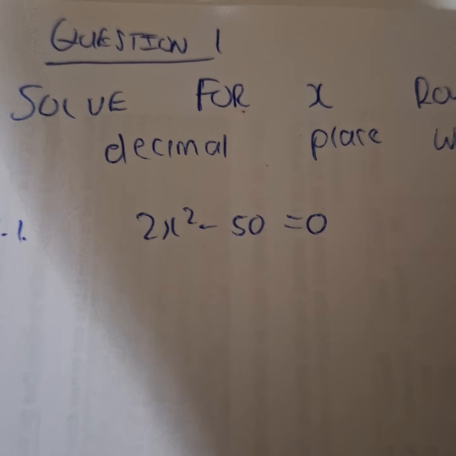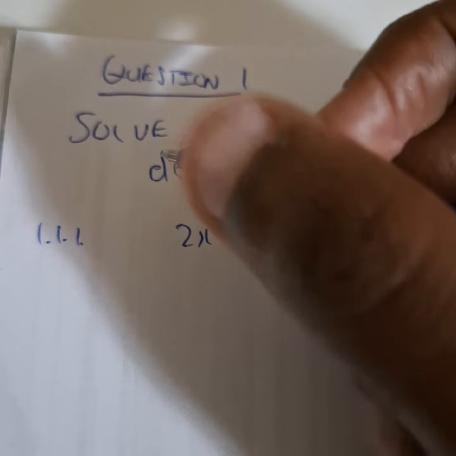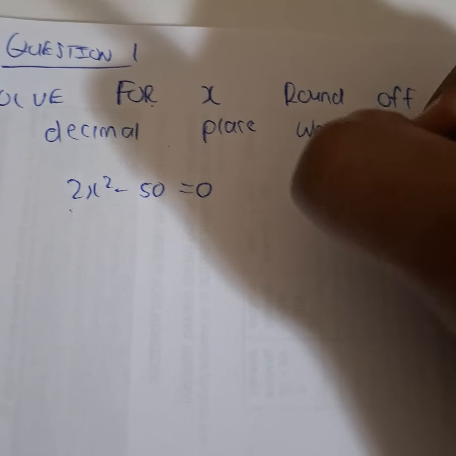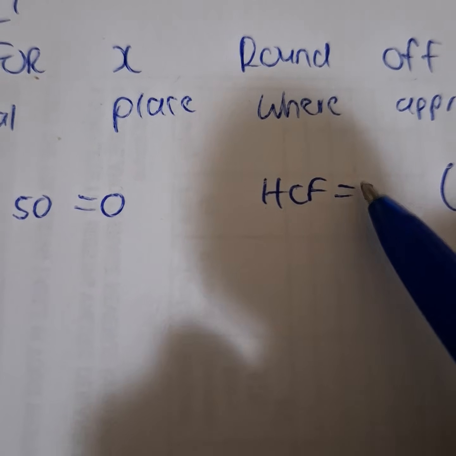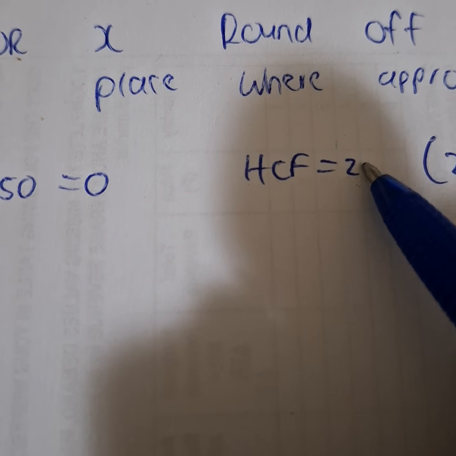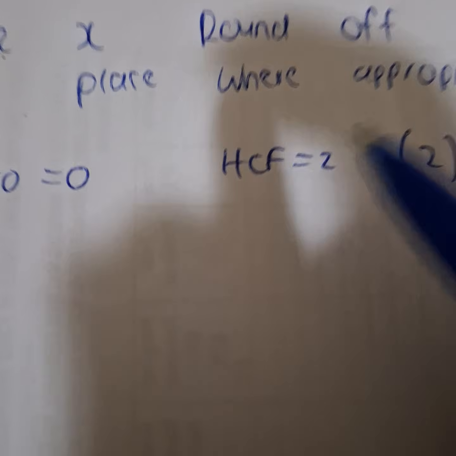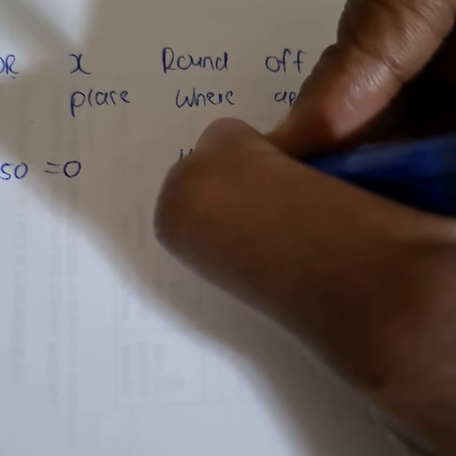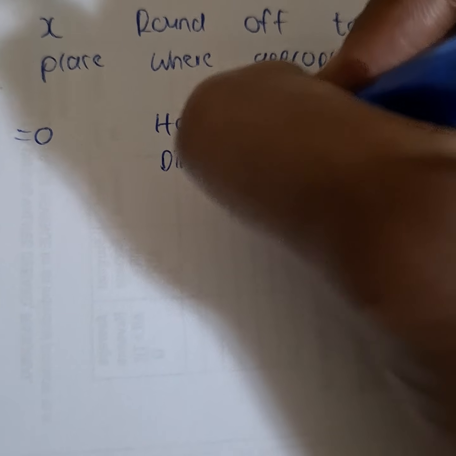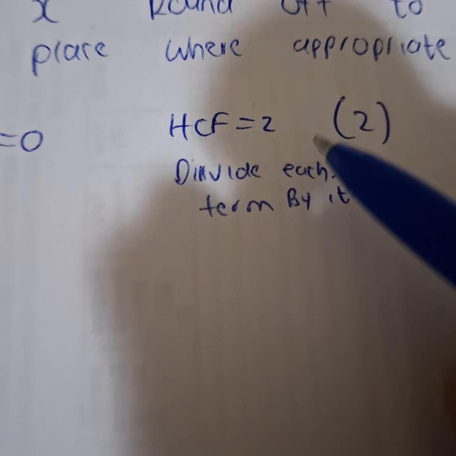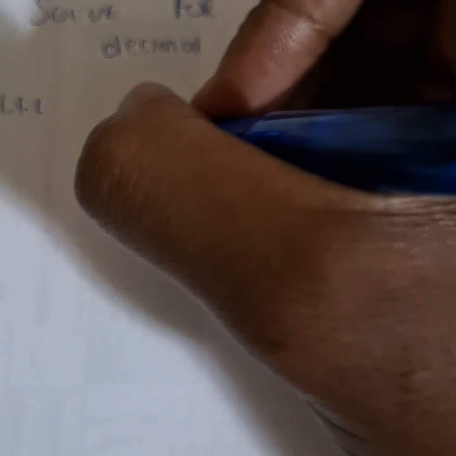The first type of factorization that we think about is taking out the highest common factor. If the highest common factor is a numerical value, which means it's a number, then we can take that highest common factor and divide each term by it. But if it was a variable, we wouldn't do that. So let's do that. We now divide each term in the equation by 2, which gives us x squared minus 25, which is equal to 0.